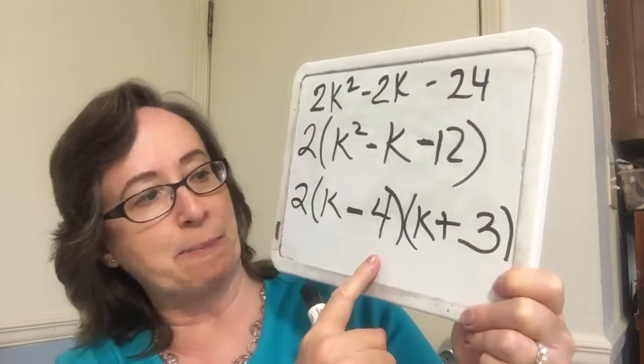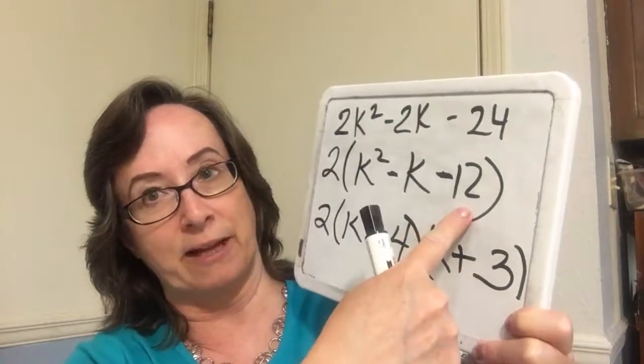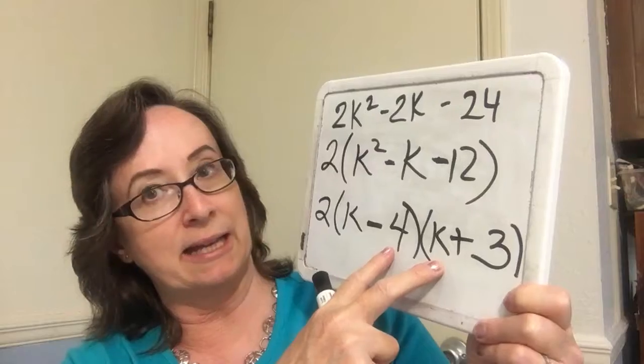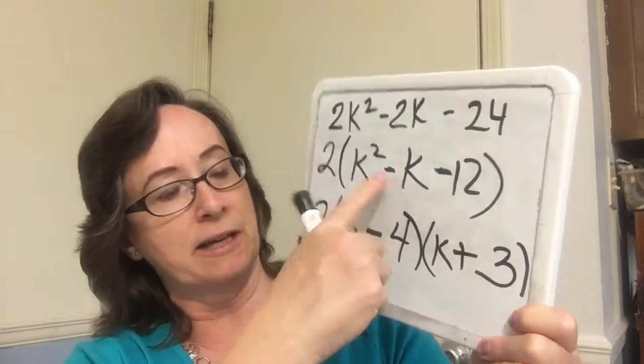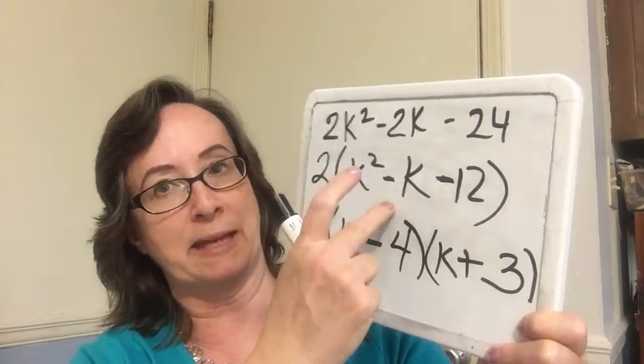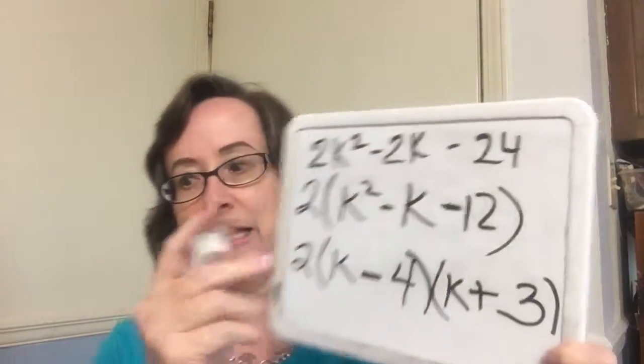And when I FOIL this back together, I do get a negative 3 on the end, and I do get a negative and a positive. Negative 4, positive 3 gives me a negative k in the middle.